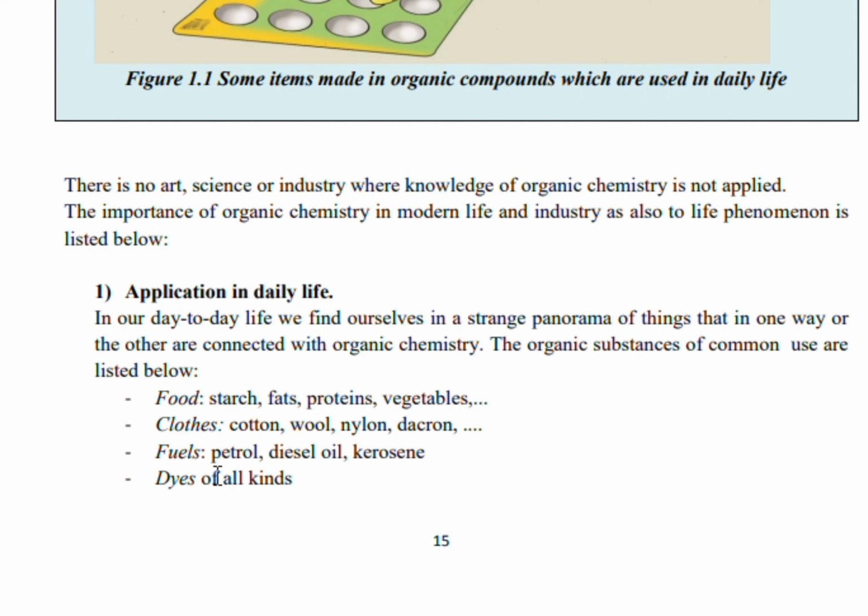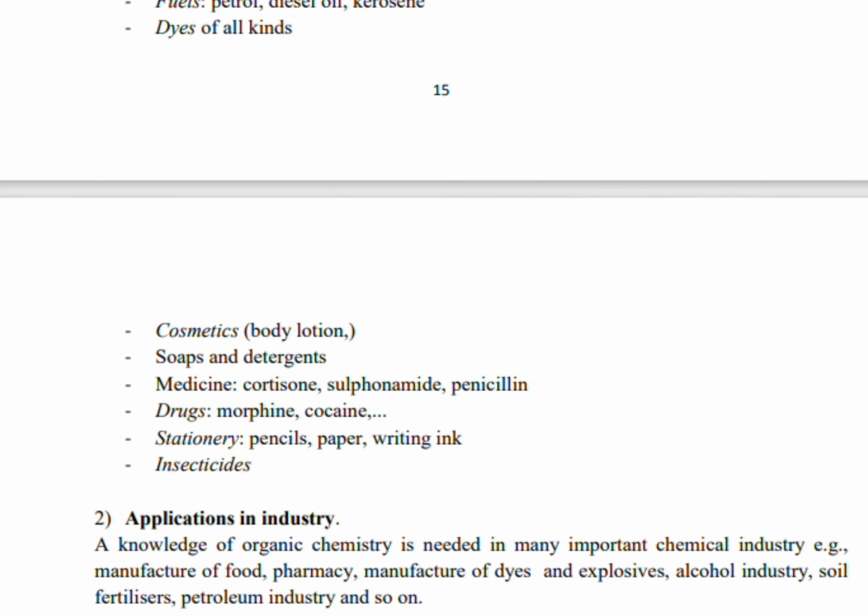Fuels, for example, when we are cooking at home, we can use gas, we can use petrol, we can use some fuels like diesel oil, kerosene. These substances are organic compounds. Dyes, different types of dyes, are also derivatives of benzene. Cosmetic substances, for example body lotion, soap and detergents, are organic compounds.